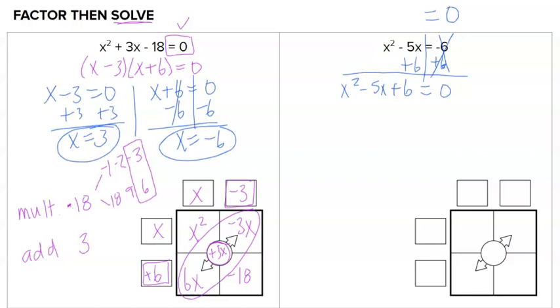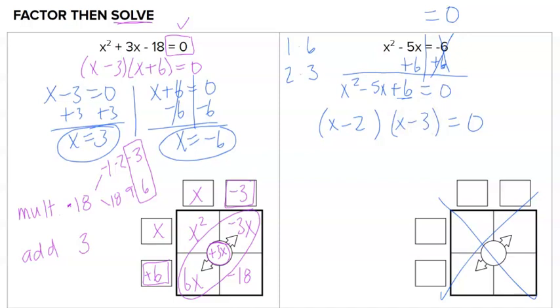Now we have a trinomial that we can factor. So we're going to make two factors. And this time I'm not going to use the factor box. I'm just going to think about it. What numbers multiply to make 6, but add to make negative 5? Multiplying to make 6, we have 1 times 6 and 2 times 3. 2 and 3 make 5. To make negative 5, we're going to make both of them negative. x minus 2 and x minus 3.